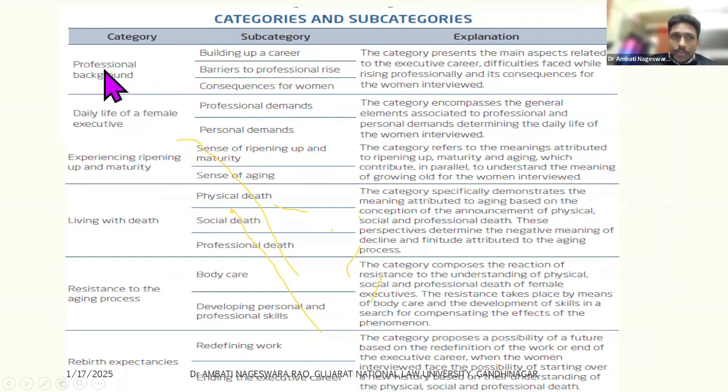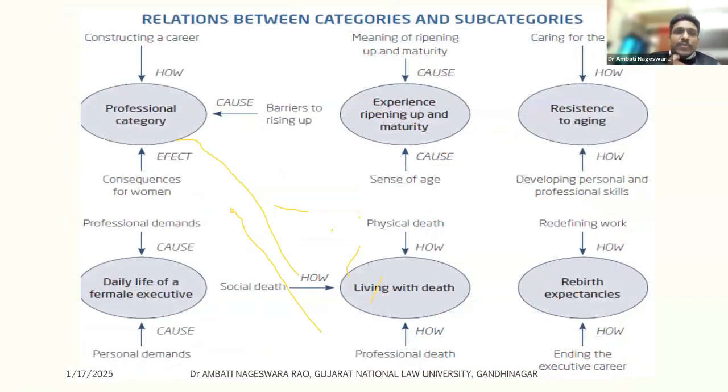For example, when I'm talking about professional development, professional background depends on how we are going to build up the career, what barriers you're facing, and as a result of it, what are the consequences. As a part of grounded theory, you are going to use how it is happening, what is the effect of it, or what are the causes of it, or what are the consequences of it. If you are able to connect by using how, what, effect, cause and effect relationship, you are going to develop the theory out of this particular research work.